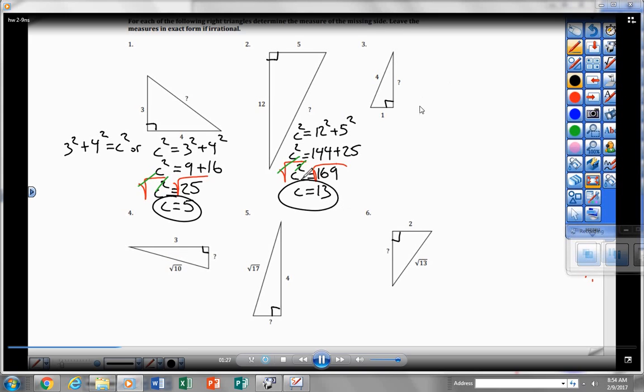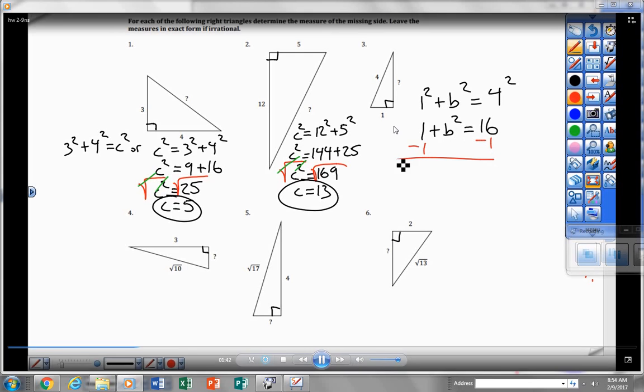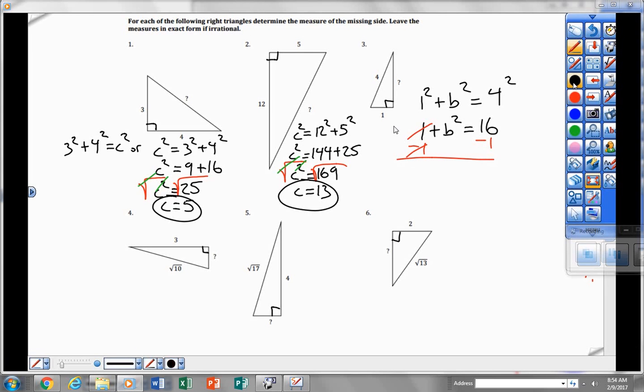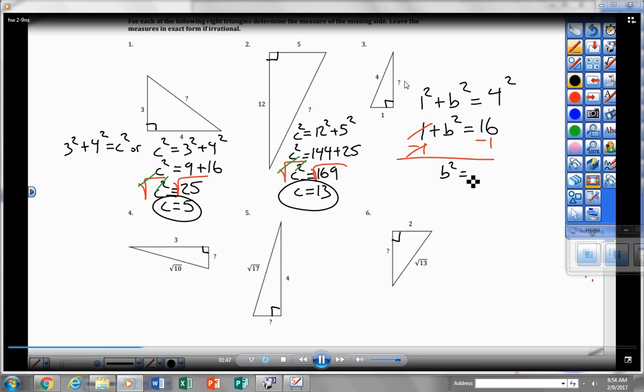Alright, next one. These are the legs. So that 1 and this unknown, I'm going to use b, because again these legs are either a or b. So 1 squared plus b squared equals the longest side squared. So 1 plus b squared equals 16. Take away 1 on both sides. Whenever you have an unknown as one of the legs, you will always do an inverse operation like this before you square root both sides. If both legs are given, you just plug them in, add them up, and square root right away.